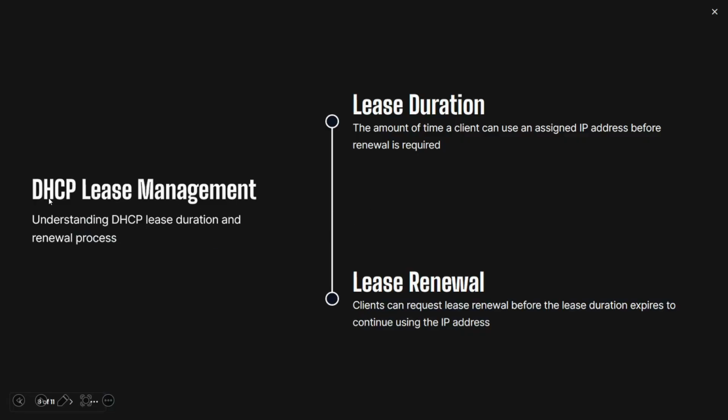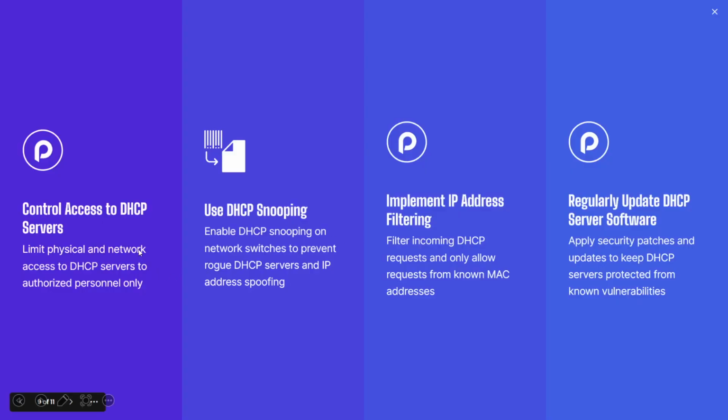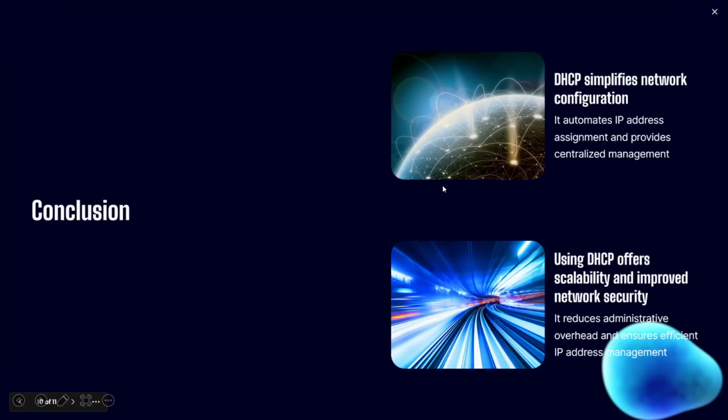So what is DHCP lease management? Lease duration, lease renewal, and lease rebinding. These are the main things in lease management. Access control is assigned to a DHCP server, using DHCP snooping. These are the main components of DHCP. So the conclusion is that DHCP simplifies the network's configuration. It automates the IP address assignments and provides centralized management. And it offers scalability and improved network security.